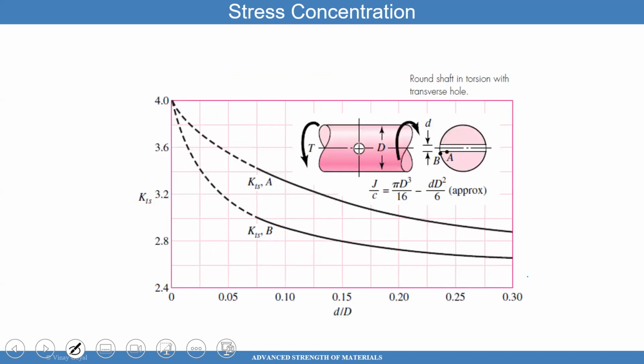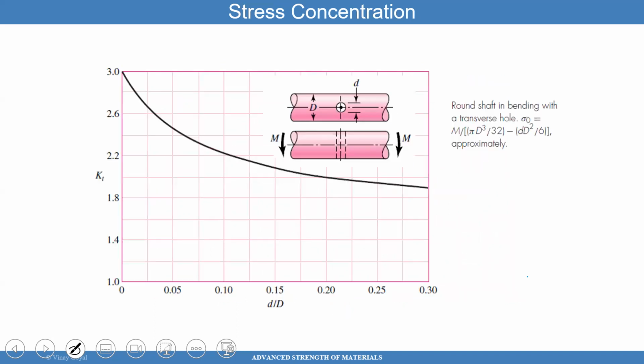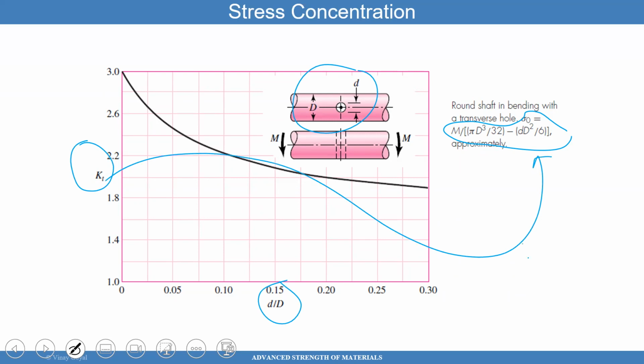You can have torsion of a shaft that has a hole through it. We call that a keyhole. And you can see what the stress concentrations are in this plot. More examples here. You have bending of a shaft that has a hole. That's how you'll do the calculation. It tells you what sigma naught is. All you have to do is figure out the dimensions given to you in the design, and then calculate the KT. The KT gets multiplied by sigma naught to get the max stress.